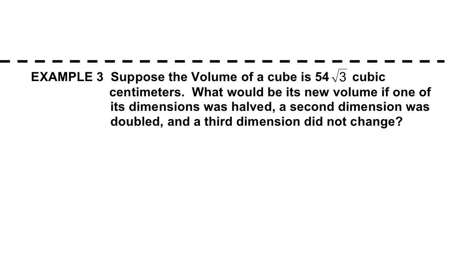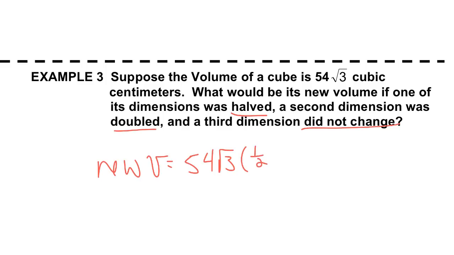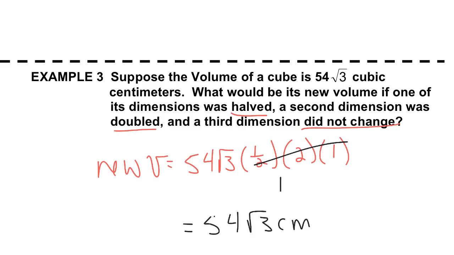Suppose the volume of a cube is 54 square roots of 3 cubic centimeters. What would be its new volume if one of the dimensions is halved, a second is doubled, and a third did not change? So I'm going to get my new volume by using my original 54 square roots of 3 times, let's see, halved would be 1/2, doubled would be times 2, and did not change would be like times 1. So you could kind of cancel it out. But look here, guys, a half times 2 times 1 is just 1. So our new volume is 54 square roots of 3 centimeters cubed.